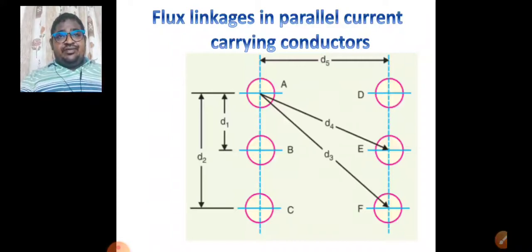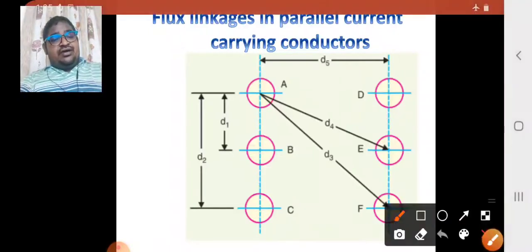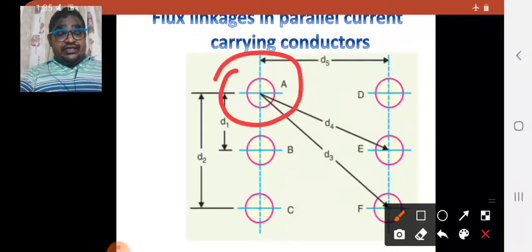Also there will be the flux linkages with this conductor due to mutual inductance effects of IB, IC, ID, and so on. Now we shall determine the total flux linkage with the conductor A. So here what I want to tell is, for example, now I want to calculate the inductance of the conductor A.